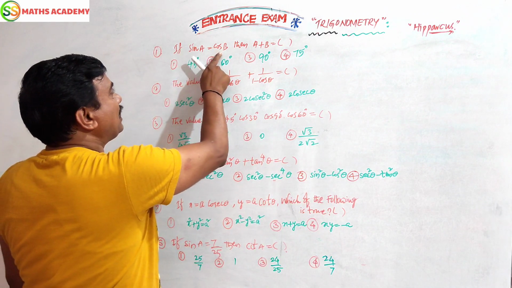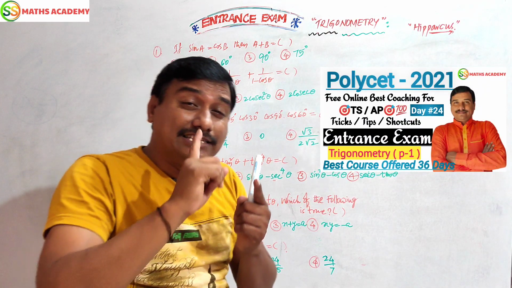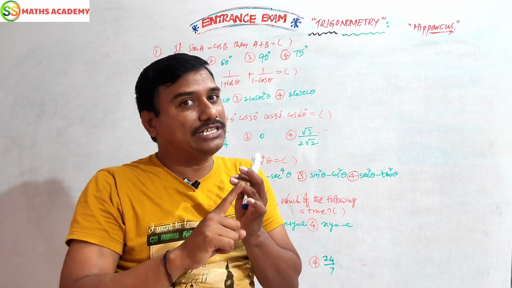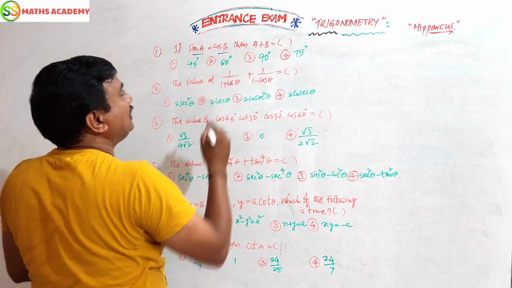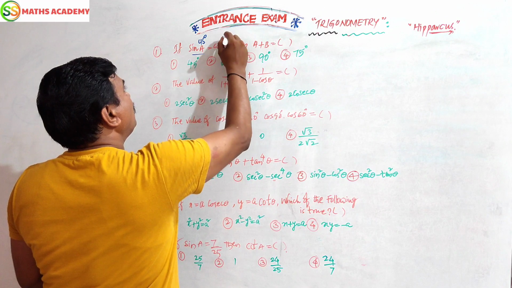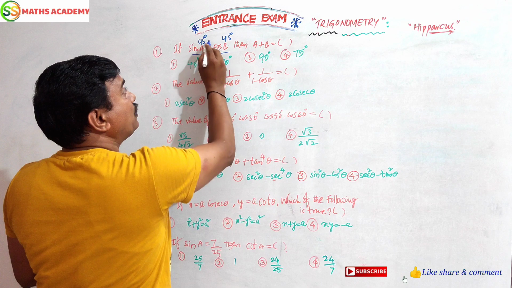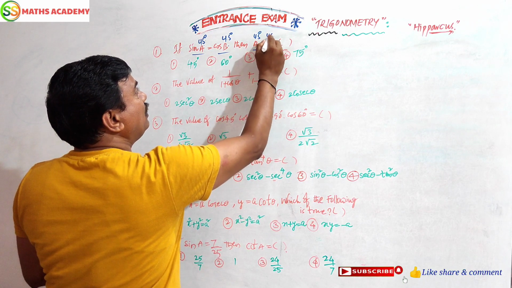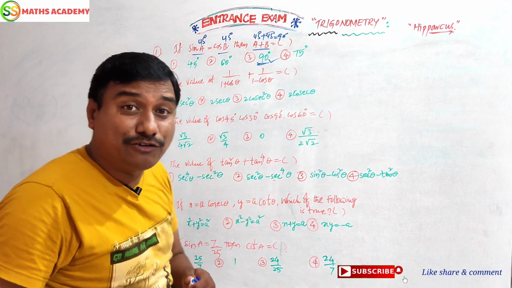If sin A equals cos B, then what is A plus B? I told you in the first part: when sin theta equals cos theta, when tan theta equals cot theta, when sec theta equals cosec theta, it is simple, 45 degrees only. So when sin A equals cos B, it is 45 degrees. Sin 45 and cos 45 are the same: sin 45 is 1 by root 2, cos 45 is 1 by root 2. A value 45, B value 45. A plus B is 45 plus 45, nothing but 90. So the answer is 90. A plus B equals 90.